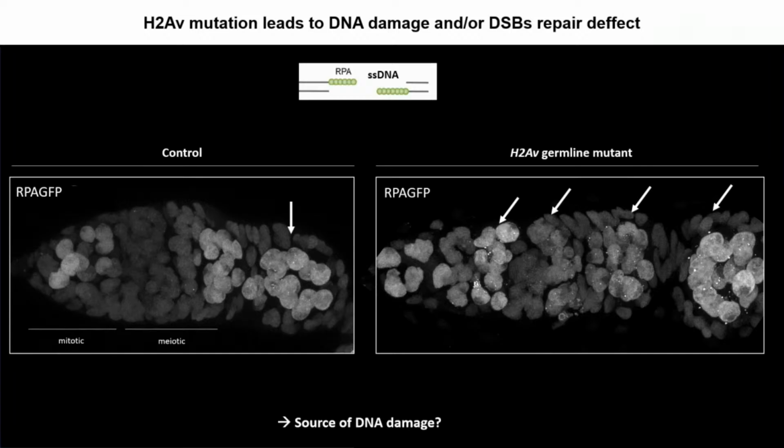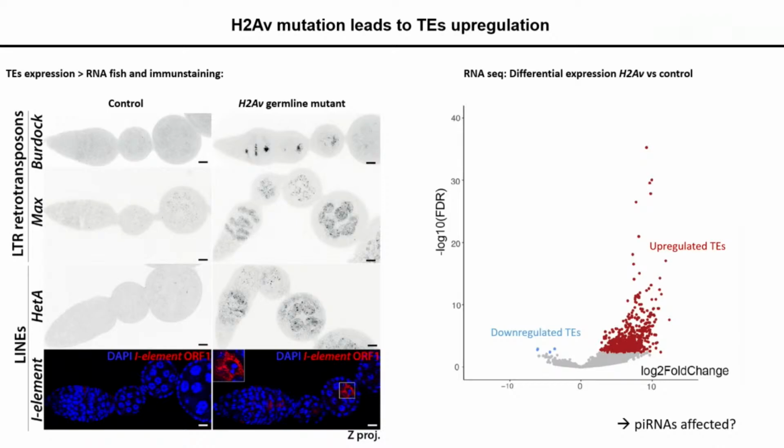So what could be the source of DNA damage? To study transposable element expression, we use different complementary approaches, such as RNA-FISH and immunostaining. And here you can clearly see that in H2AV germline mutants, there is an upregulation of transposable elements compared to the control situation. And we also saw these results with RNA-seq. And here you can see that there is a big amount of upregulated transposons in a significant manner, as you see here in red.